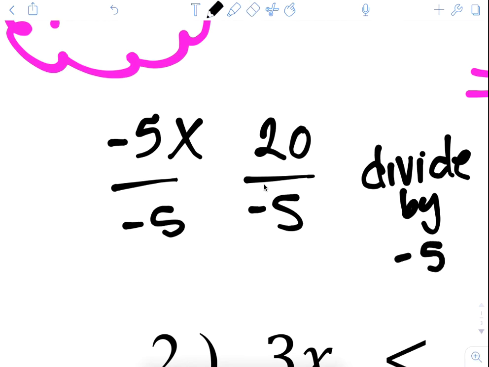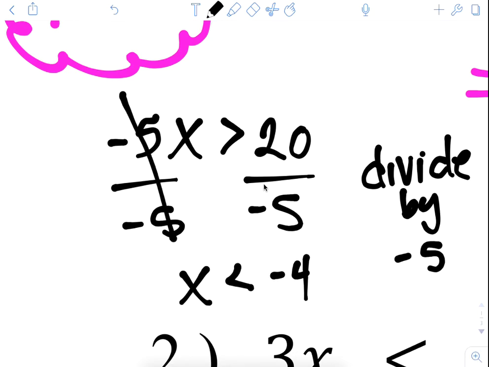So if this was a greater than sign, and I go to make my answer, I'm going to flip it over to a less than. I'm just switching the sign and making it face the other direction. That's all that flipping means. Okay?